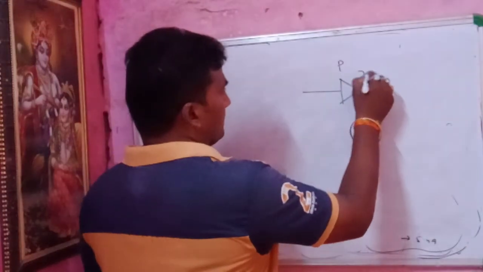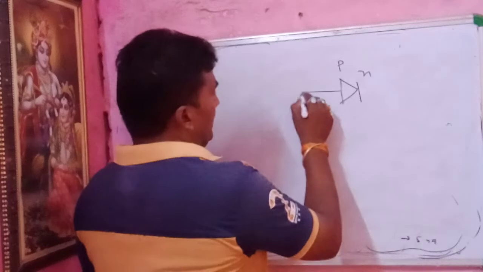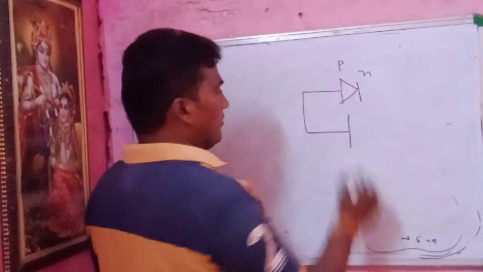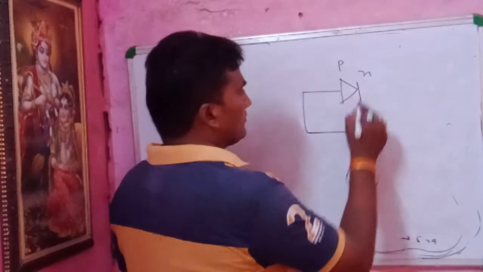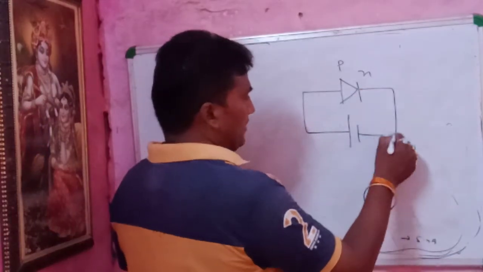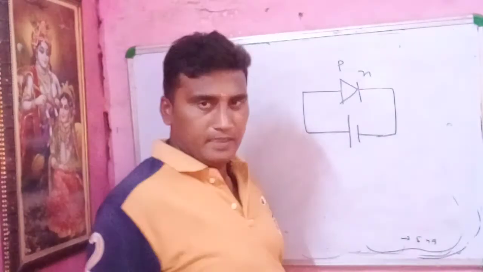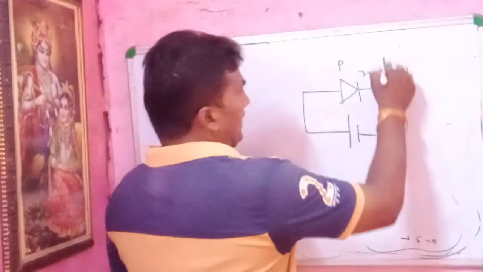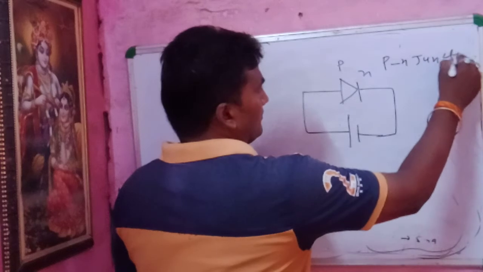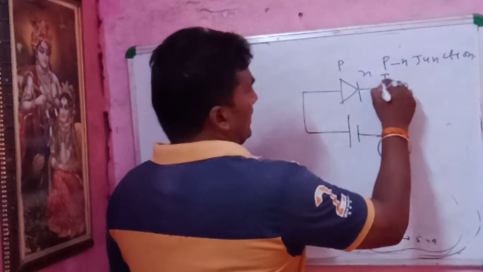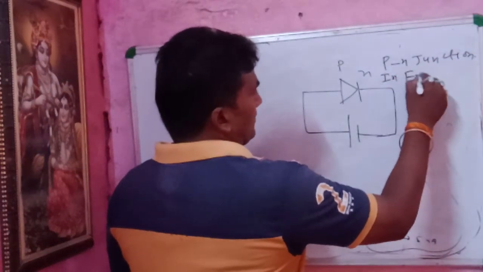line. If the P type semiconductor is connected to the positive end of the battery or cell, and the N type semiconductor is connected to the negative end of the battery or cell, that is called a PN junction in forward bias.